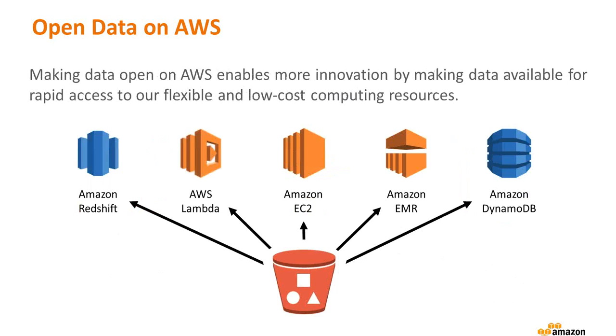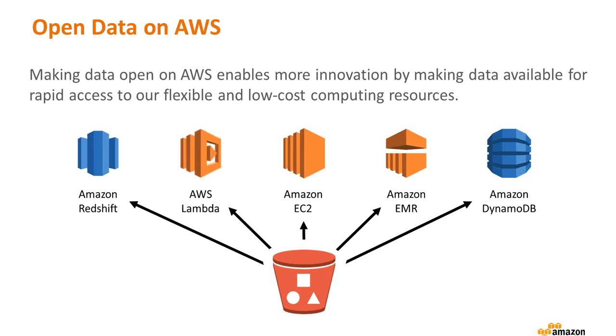And when it comes to open data, when it comes to the goals that our customers have around sharing data, when you make data open on AWS, it really enables more innovation. And that's because it makes the data available for really rapid access to all of our flexible, low-cost computing resources. So just think about it. It's low latency. It's a low barrier to entry. You've got the data stored right where the tools are for people to use the data. And so there's more innovation, more rapid experimentation, and access to those end products. That's the goal of opening up data.